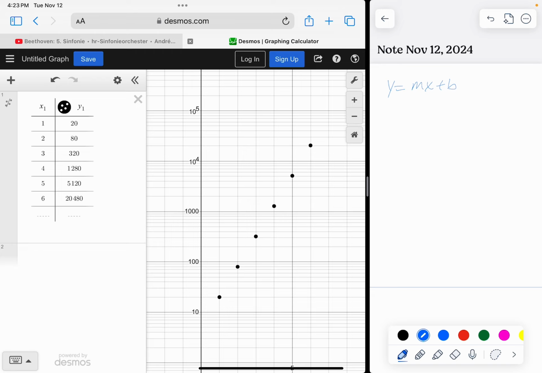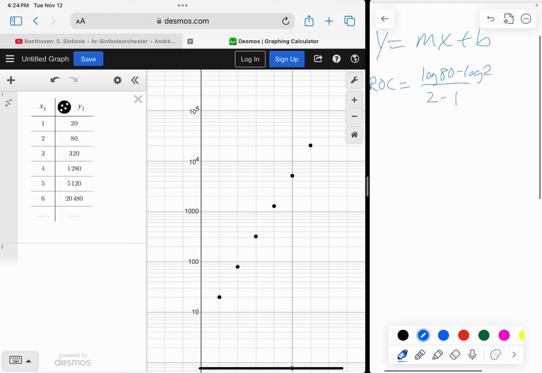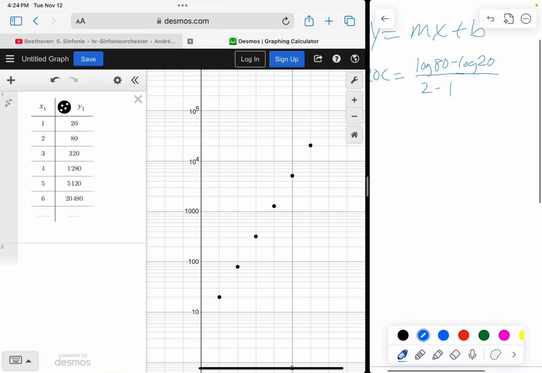So what we're going to do is find the average rate of change. Say I'm going to use the points for x equals 1 and 2, so it's 2 minus 1 in the denominator. The y values are not just the values off of this table, it's the log of that value. So we'd have log of 80 minus log of 20 all over 2 minus 1. Okay, so I said 20 and wrote 2. Okay, so 2 minus 1 is 1.